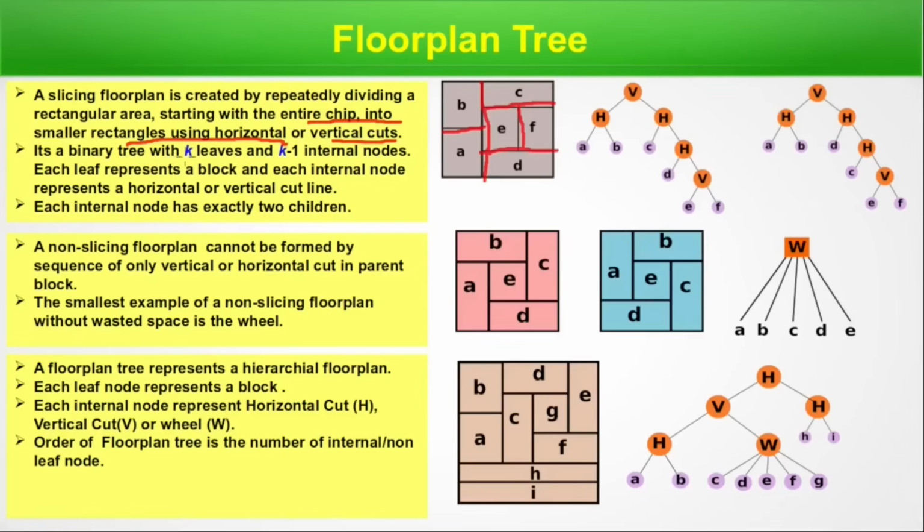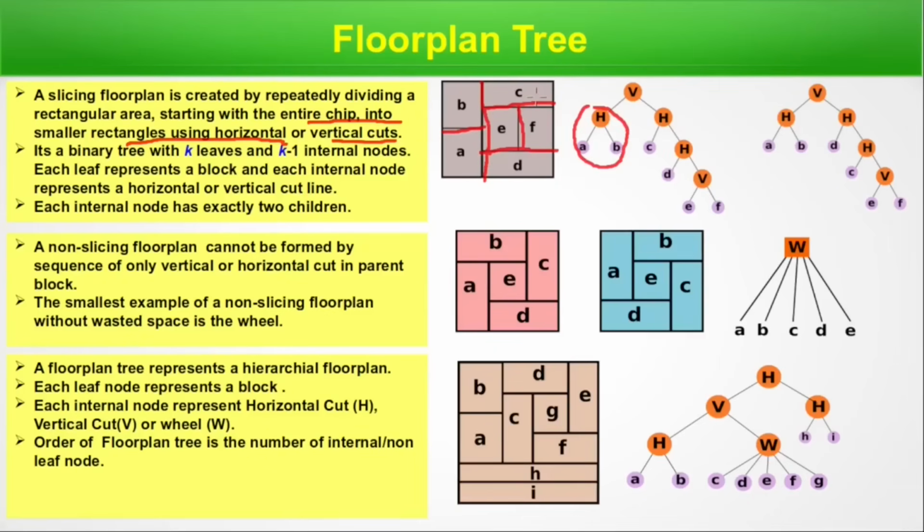So it's a binary tree with k leaves and k-1 internal nodes. Each leaf represents a block and each internal node represents a horizontal or vertical cut line. Each internal node has exactly two children. So if the line is like that, it's horizontal, and if the line comes like that, it's vertical. Let's try to understand. This is a horizontal line first, and from there A and B.